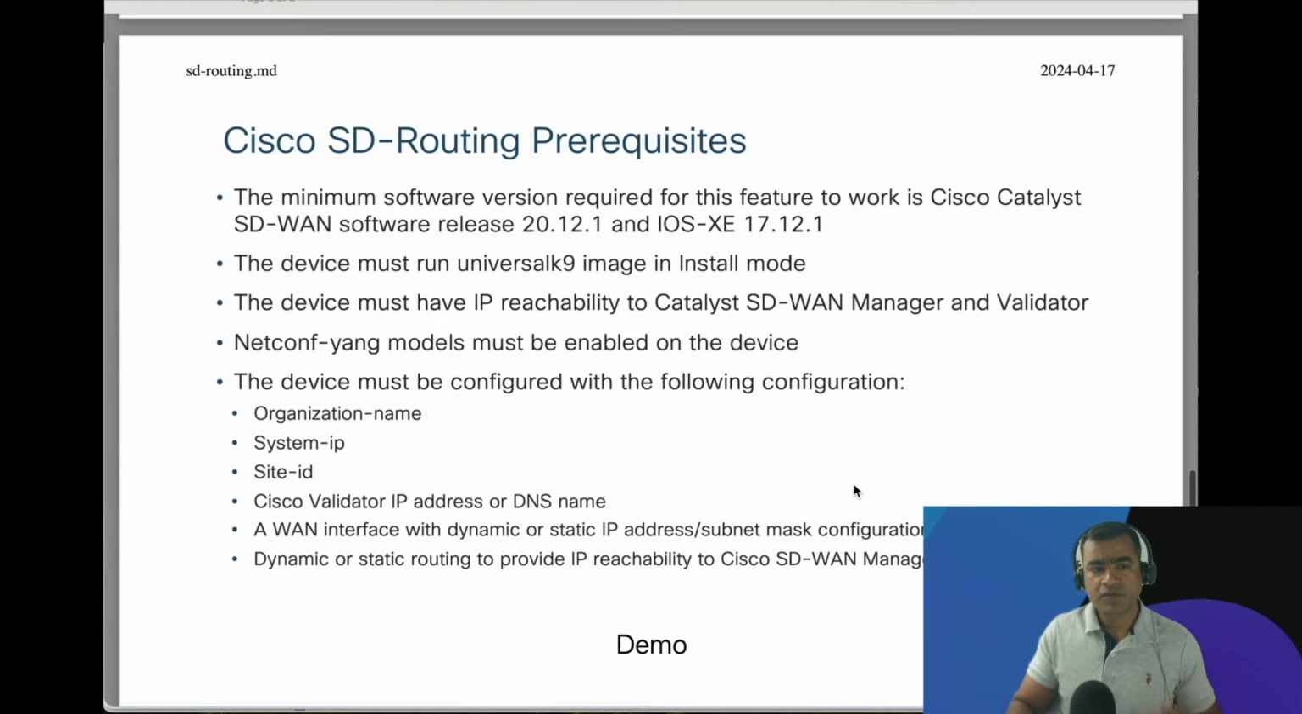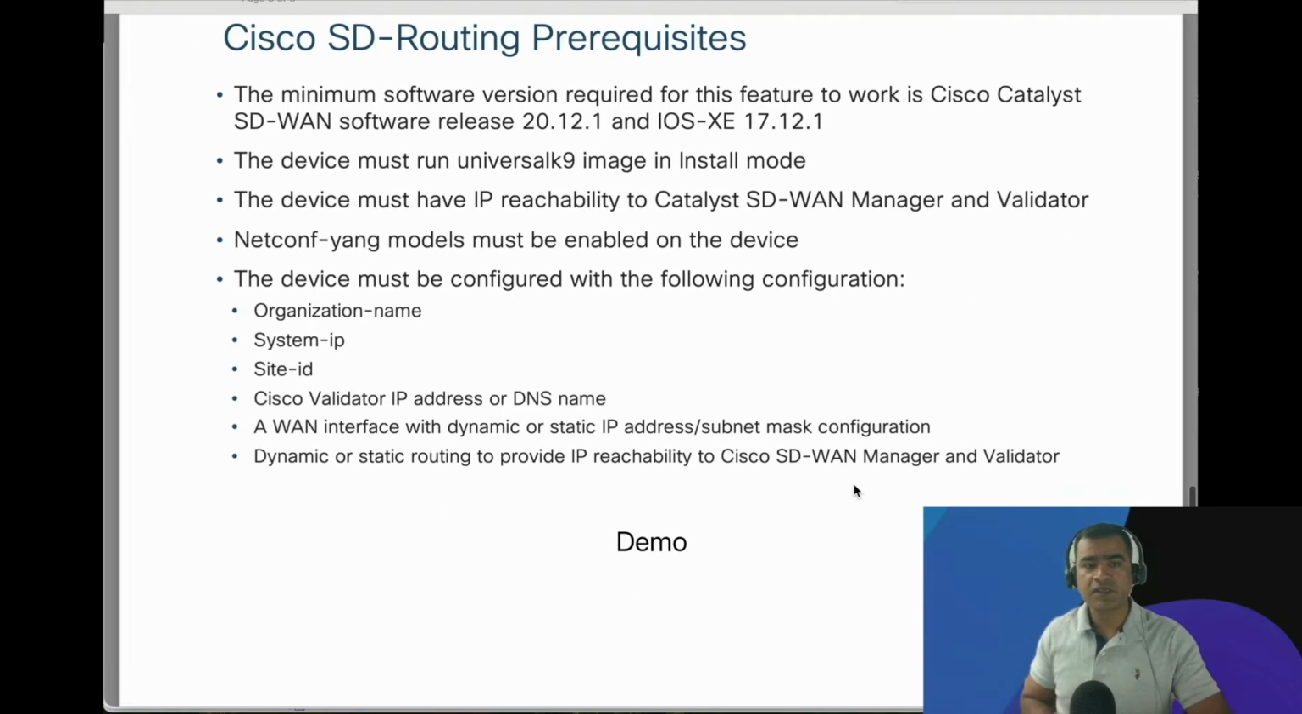Before we do that, I want you to be aware of some prerequisites. Obviously, you need to have software release version 20.12 for SD-WAN and up, and IOS XE 17.12 and up. That's where SD routing is introduced. Of course, the device must run universal K9 images. No NPE payload encryption images are supported. And the most important thing is you need to be in install mode. That means your software .bin package needs to be expanded and converted into multiple packages, and you need to be in install mode.